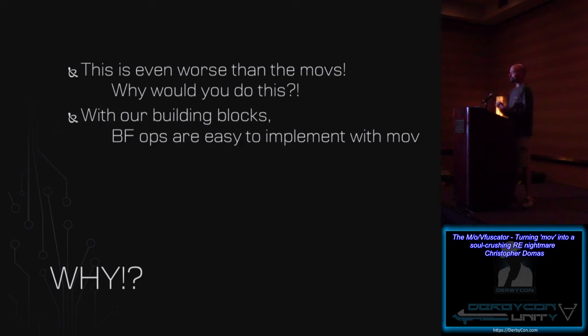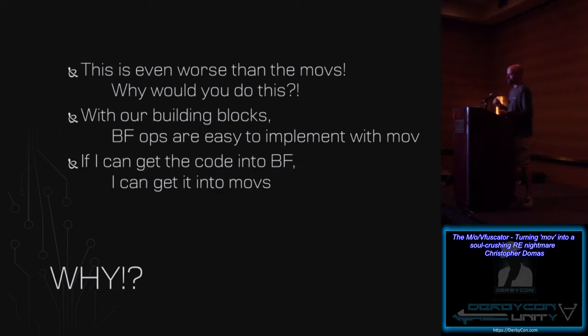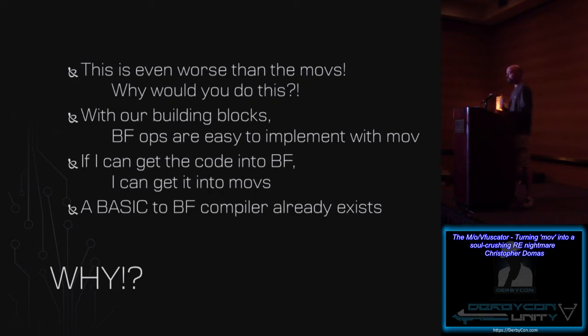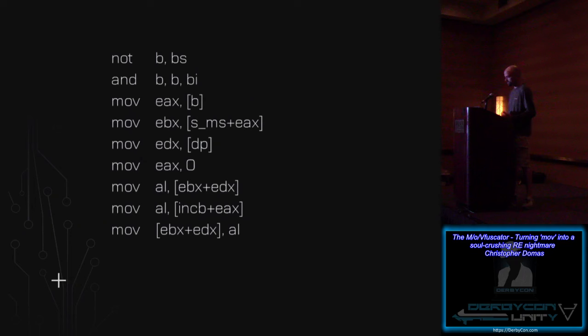Well, it turns out that with the building blocks we've just talked about, these BrainYuck operations are really, really easy to implement with only move instructions. So if I can get my code into BrainYuck, then I can translate it into only moves. And I happen to know going into this that there's already a BASIC to BrainYuck compiler out there. So I could chain the two compilers together to go from BASIC to BrainYuck to move instructions.